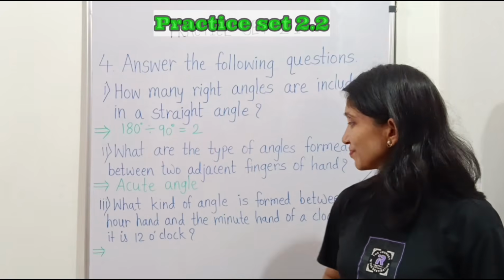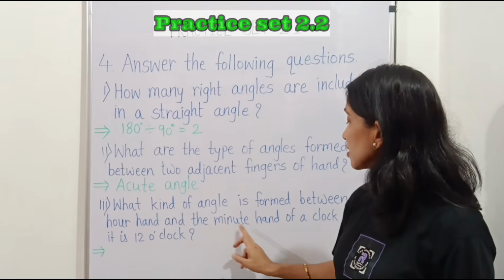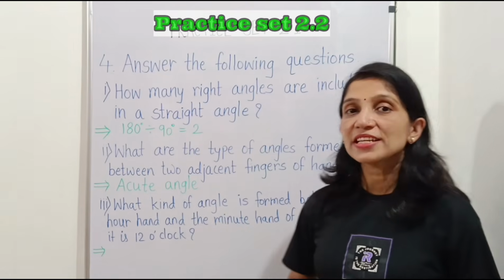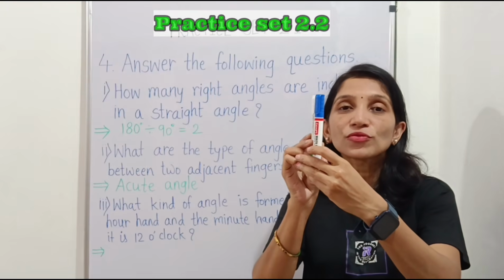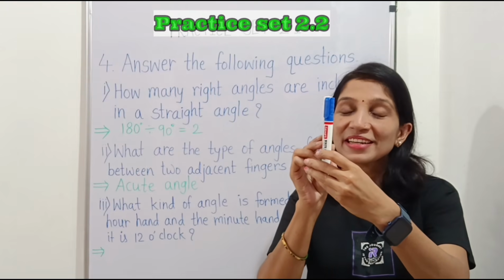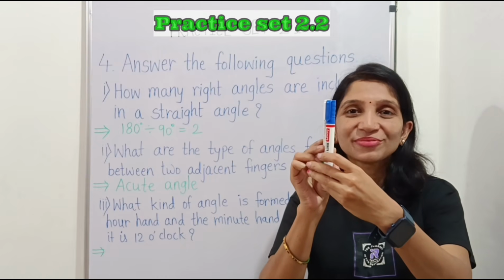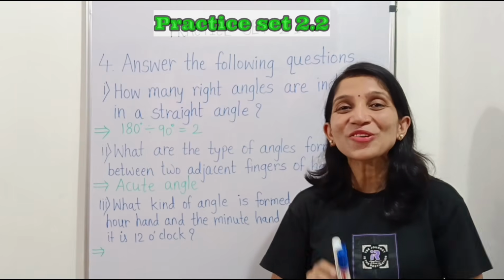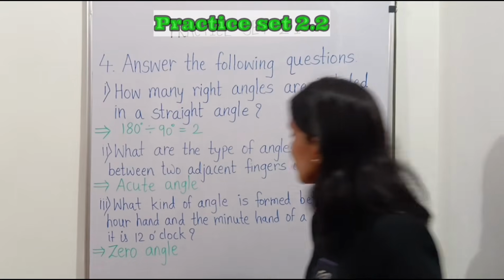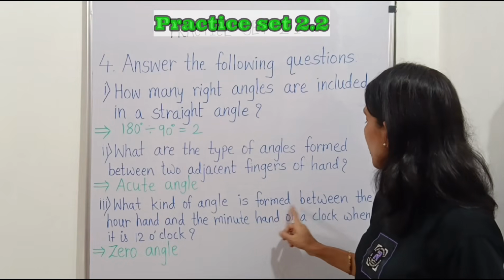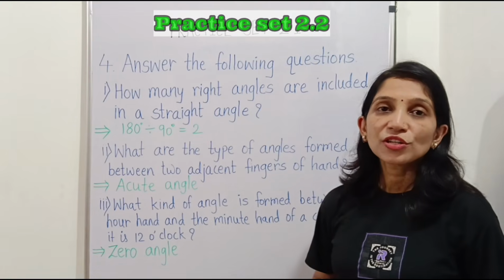Suspect 3. What kind of angle is formed between the hour hand and the minute hand of a clock when it is 12 o'clock? At 12 o'clock, both hands fall like this. That means there is no gap. Both the hands fall one on other. That means it is zero angle. So you can say zero angle is formed between the hour hand and the minute hand of a clock when it is 12 o'clock.